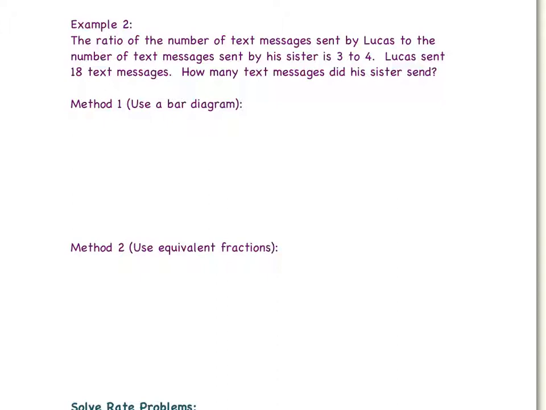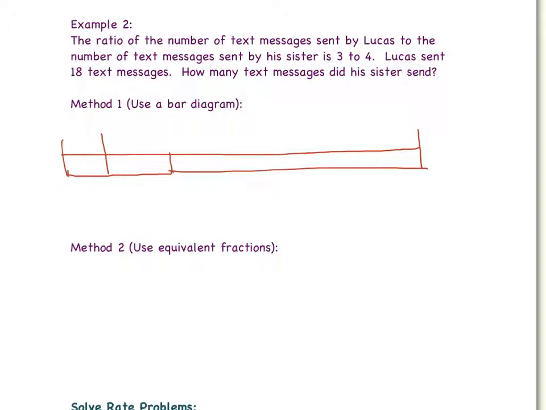So what I'm going to do is take the information that I know. The first thing I know is that our ratio here is going to be 3 to 4. So if I can section this off, maybe I should make it more like this. Here we go. 1, 2, 3. This part right here is going to represent Lucas. He has 3 sections. And we know that his sister needs 4 sections.